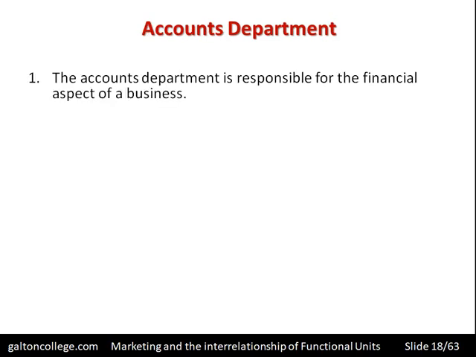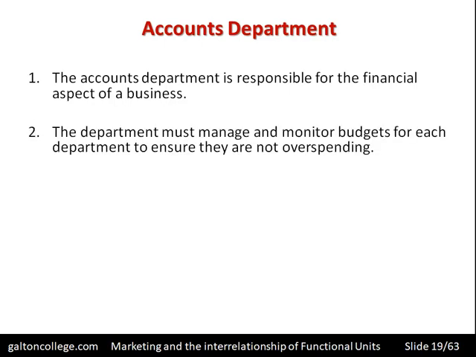Take for example the accounts department. Well, the accounts department is responsible for the financial aspect of a business. It's the accounts department who ensures that records are kept, clear records, and they must manage and monitor budgets based on the various records that they have got. And they must of course ensure that the departments are not overspending. So this is of prime concern to the accounts department, that budgets which have been issued should be adhered to.